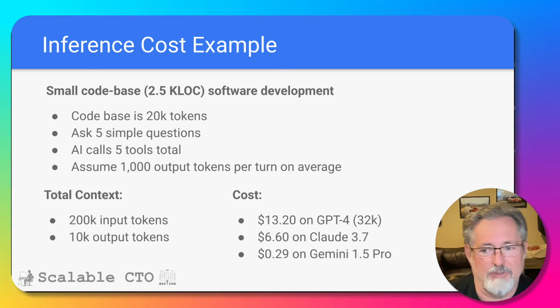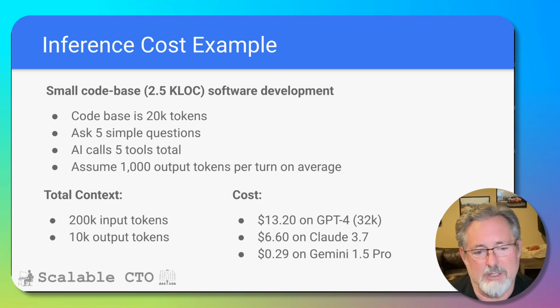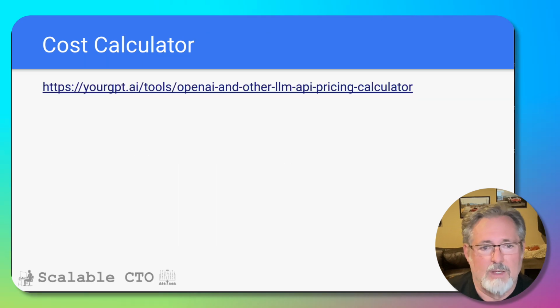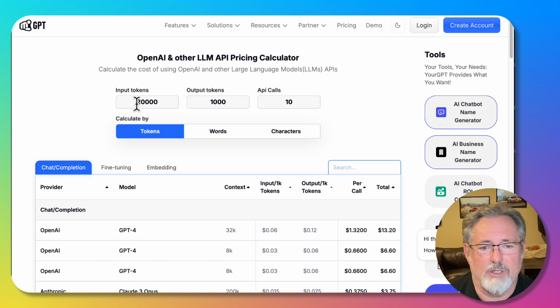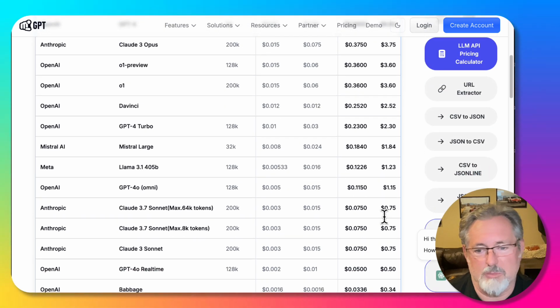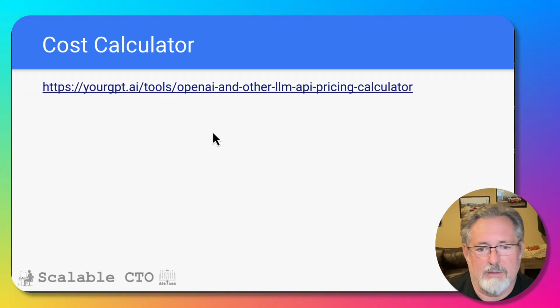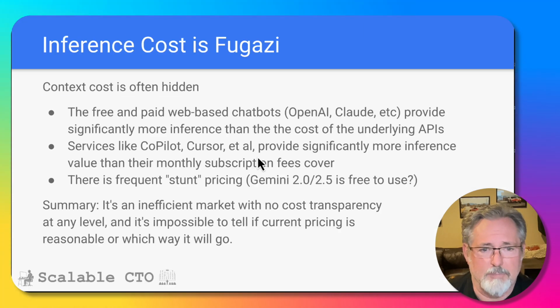So the costs vary widely, but even 29 cents, if you're doing this all day, every day, all the time, those things are going to start to add up. There's a cost calculator that I like that's right here. So I plugged our example in. So 20,000 input tokens, 1,000 output, 10 API calls, and you can see all the different models and how much that would cost. So it's dollars for most of these models. So just something to think about, and it'll feed into what I want to talk about next.